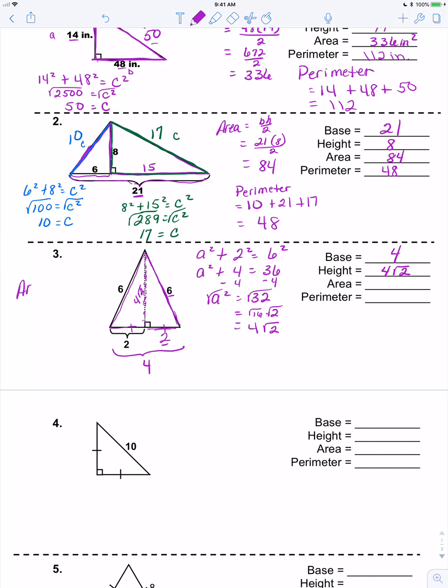So then we're going to find the area, which is base times height divided by 2. Our base of the entire triangle is the whole base here, 4, times the height, which is 4 square roots of 2, divided by 2, which leaves us with 16 square roots of 2, divided by 2, which, these can reduce, 8 square roots of 2.